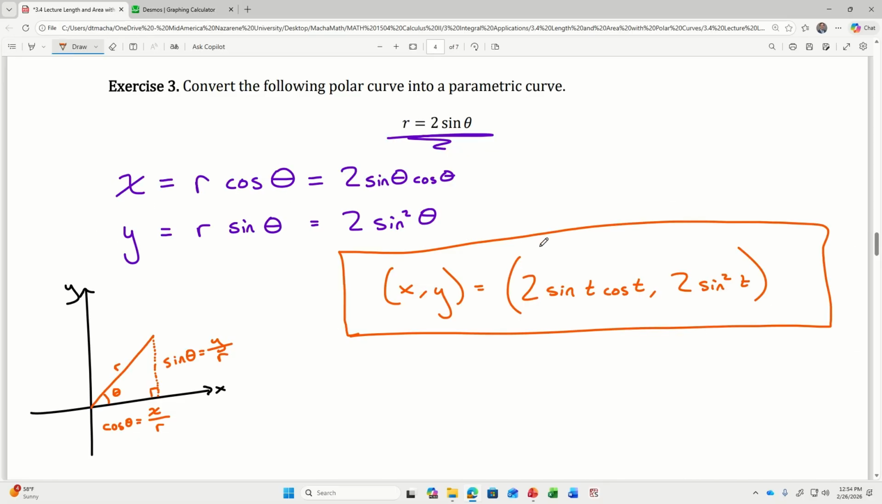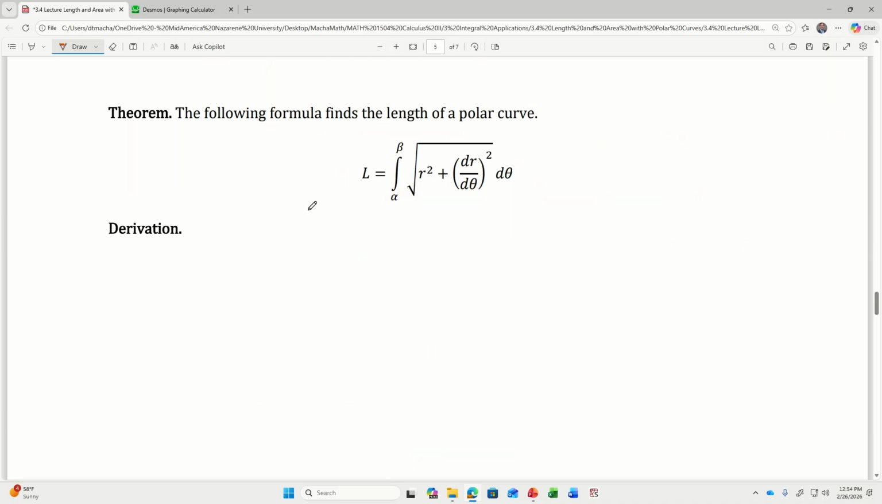Questions? You remember that from before? So I can convert any polar curve into a parametric curve that way, just by writing x equals r cosine theta and y equals r sine theta, and then changing the theta to t's. And then I get this.